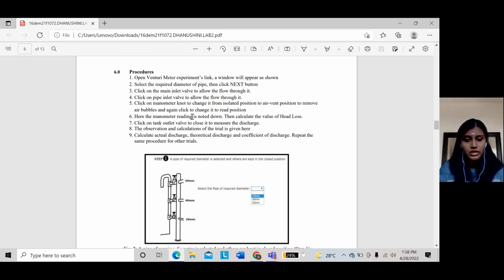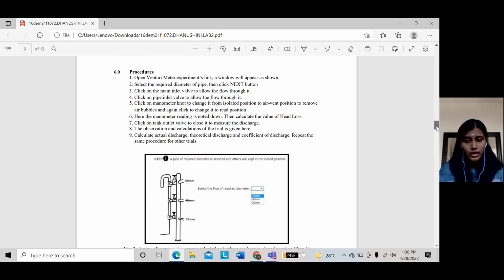Here the manometer reading is noted down. Then calculate the value of head loss. Click on the tank outlet valve to close it to measure the discharge. The observation and calculations of the trial is given here. Calculate the actual discharge, theoretical discharge, and coefficient of discharge. Repeat the same procedure for other trials.